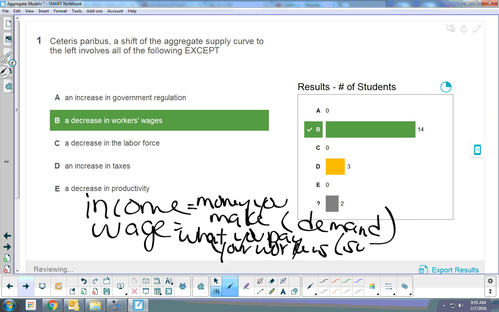And that's a supply shifter. Because if your wages go up, you're going to have to pay your workers more. It's like your chocolate chips have just become more expensive. You can't make as many chocolate chip cookies. Of course, if wages go down, then you can make more things because you're saving money on production.